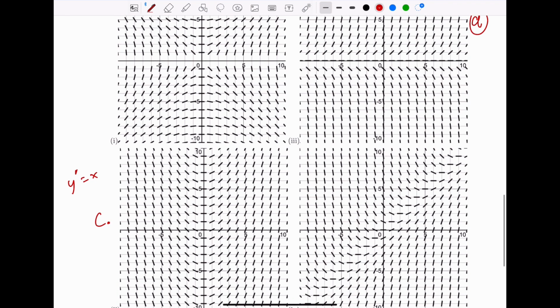We can actually solve this differential equation. If y prime equals x, to solve for y, we would just take the antiderivative of x. So here, if we find the solution, this is the differential equation. If we take the solution, we just integrate x. So the solution would be y equals x squared divided by 2 plus c.